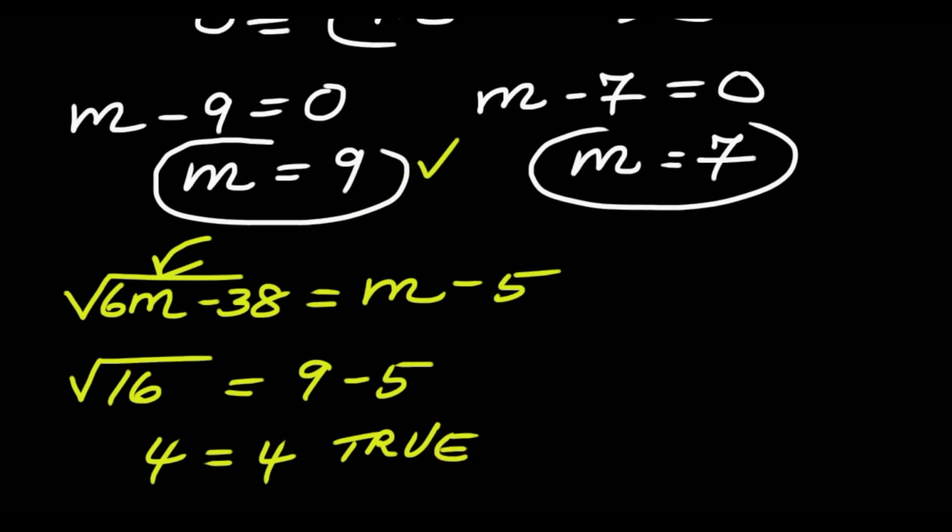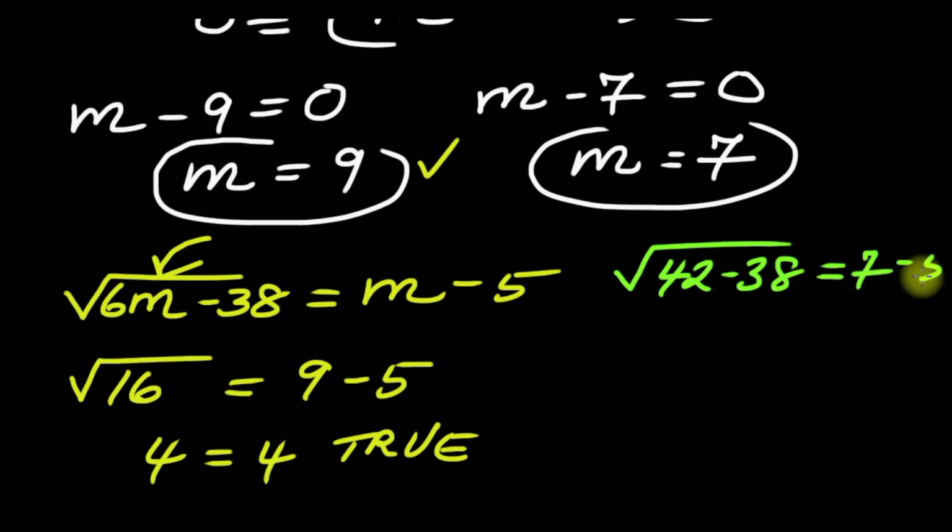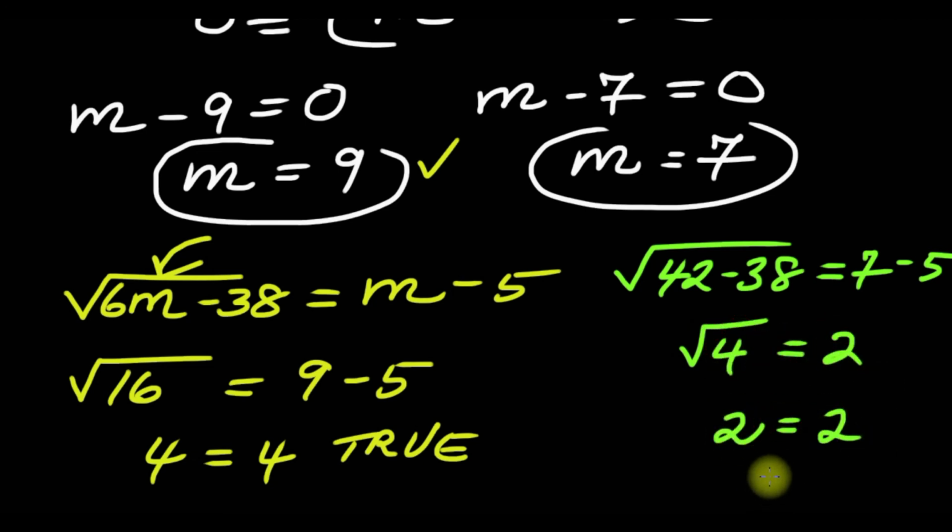Okay, I'm going to do the same thing with the 7. So square root of 6 times 7 is 42. So 42 take away 38. And then 7 take away 5. So here you have square root of 4 is 2, and then 2 is 2. So this is true. So therefore, this is good. Okay, so both of the answers are good. Let's take a look at one more. This will be the last one in this video.